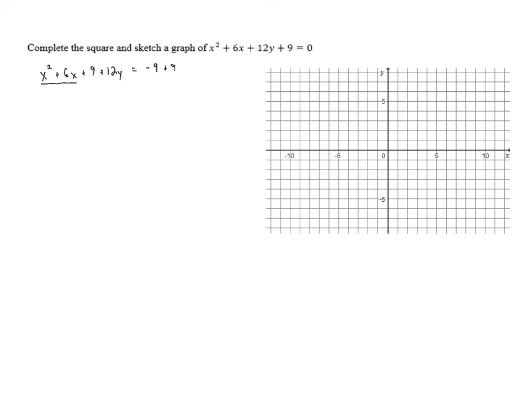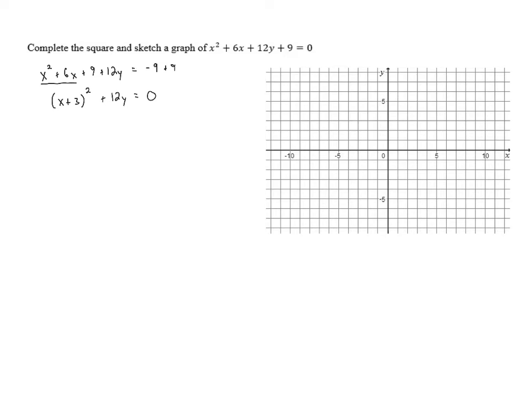Let's factor x squared plus 6x plus 9. This is going to be x plus 3 quantity squared plus 12y on the left. And negative 9 plus 9 is 0 on the right. So our constant term is 0, which would give us some pause if we were looking at an ellipse or a hyperbola, but notice that only x is being squared. There's no y squared. We recognize that this is going to be a parabola.